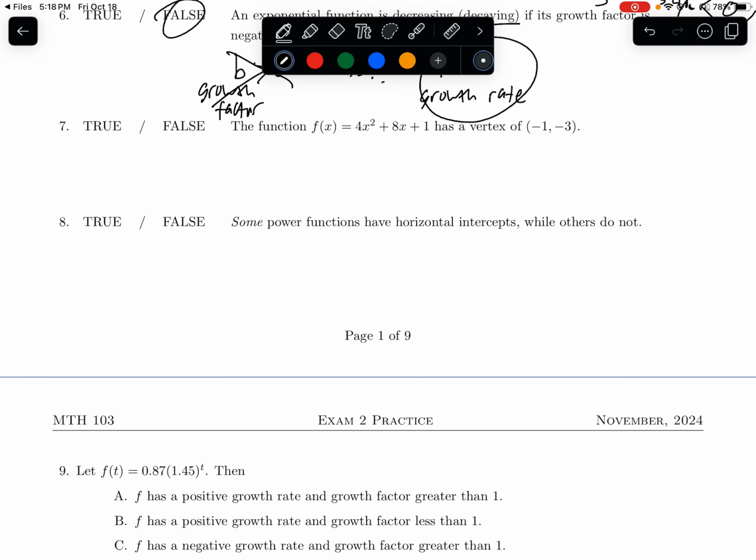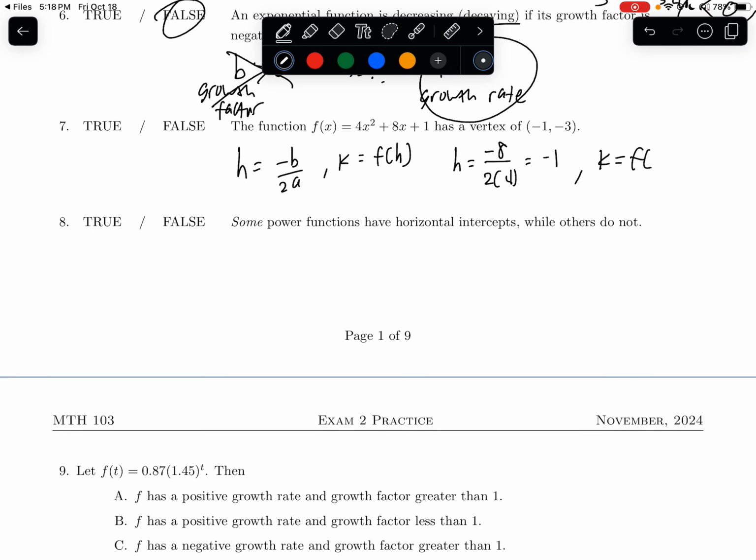Vertex of this function, there's a couple of ways to do this. You could complete the square, but that would be a little bit of work. You could also use negative b over 2a for h, and then k is the function value at h. So h is, well, negative b is negative 8. 2 times a is 2 times 4, so this is negative 1. So at least that matches the horizontal component of the vertex, so potentially this should be it.